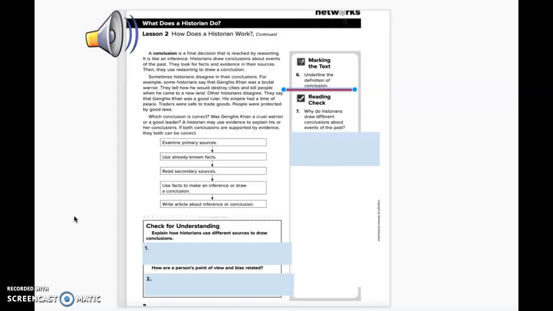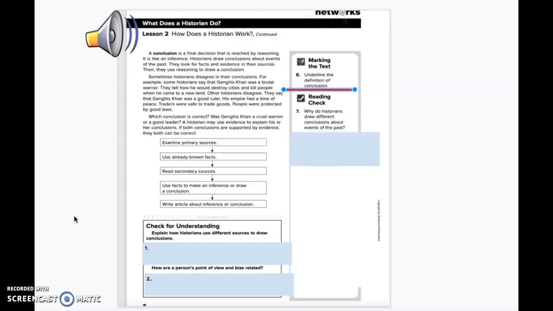A conclusion is a final decision that is reached by reasoning. It is like an inference. Historians draw conclusions about events of the past. They look for facts and evidence in their sources. Then they use reasoning to draw a conclusion. Sometimes historians disagree in their conclusions.